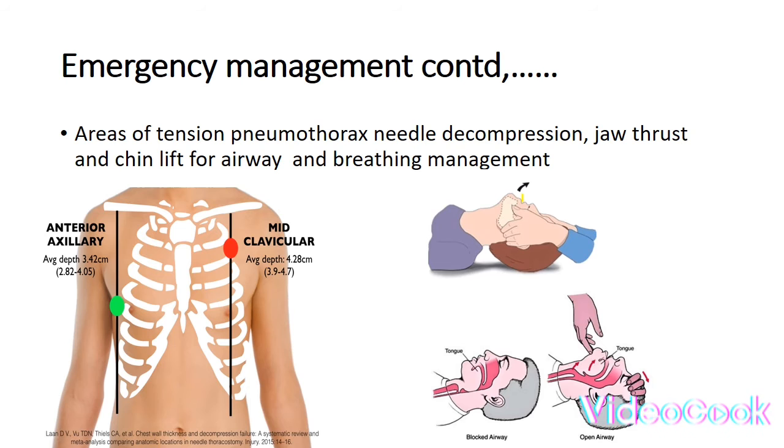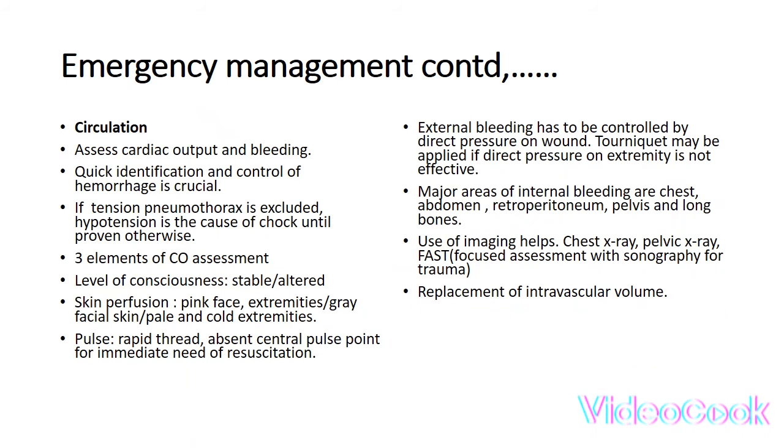So on circulation we assess cardiac output and bleeding. We quickly identify and control the hemorrhage when it's there. If tension pneumothorax is excluded, then hypovolemia is the cause of shock until proven otherwise. That's why we have to assess cardiac output and give fluids and blood if it's indicated. Then there are three elements to assess when we are assessing the cardiac output.